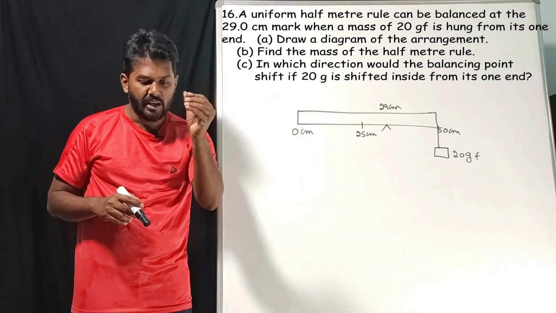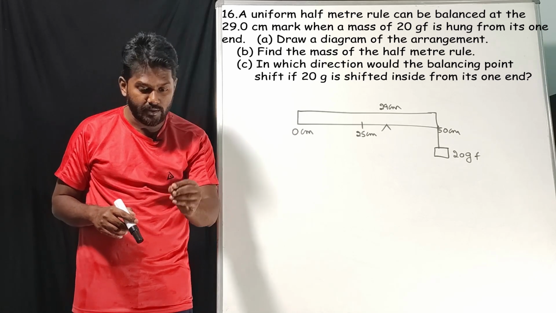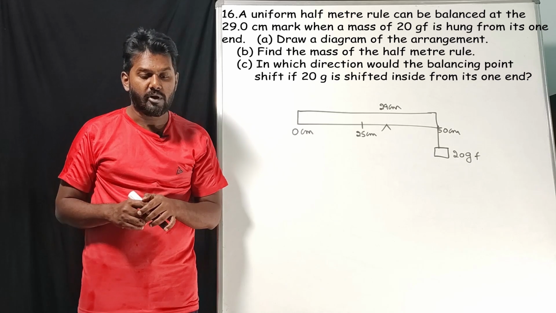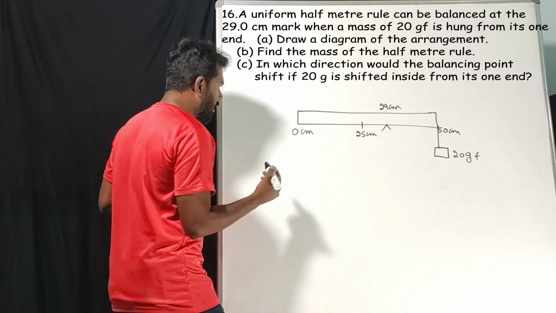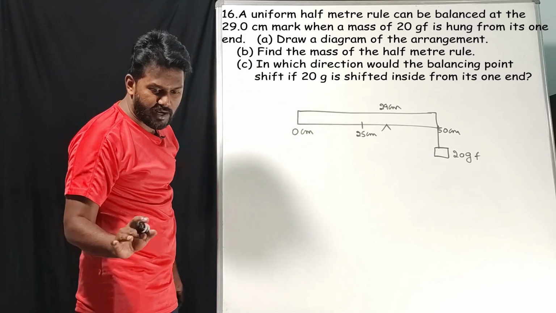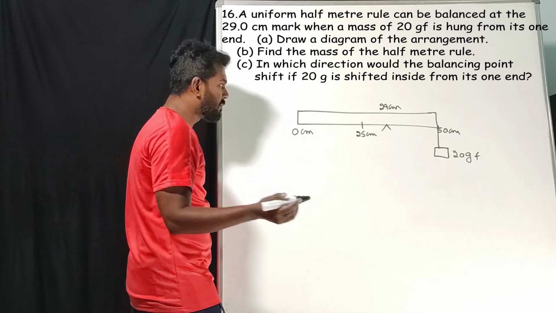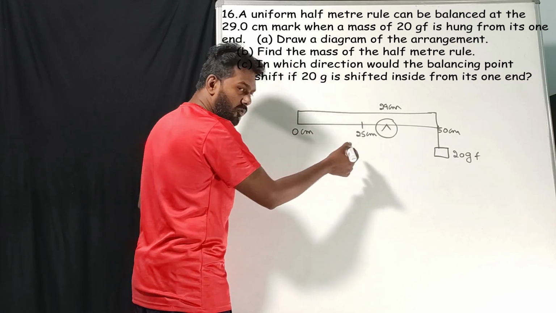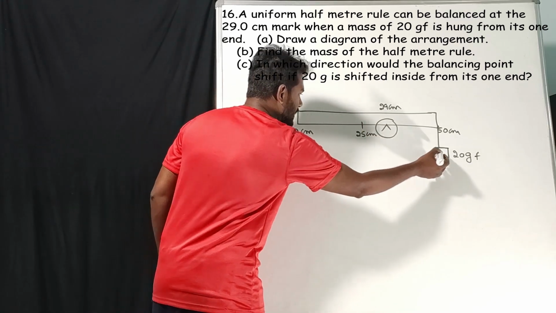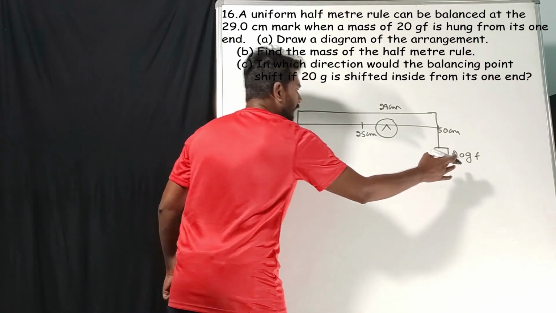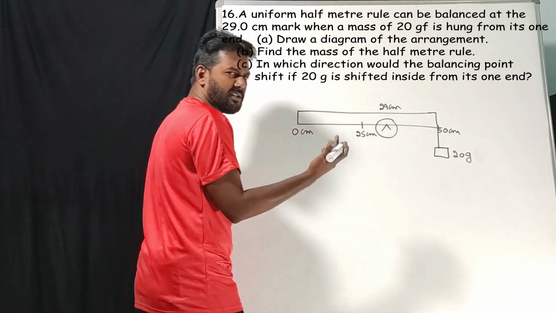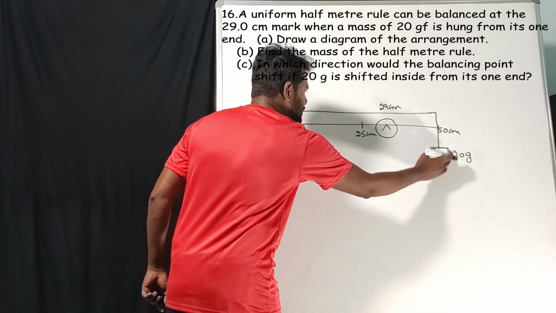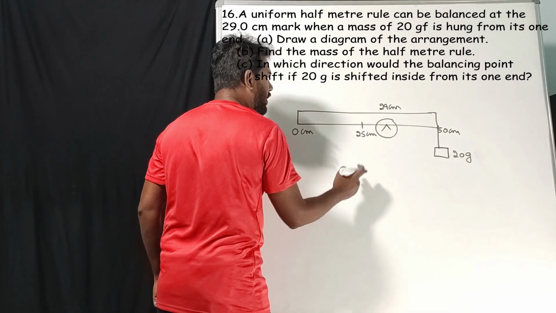There is one more question. In which direction would the balancing point shift if 20 gram is shifted inside from its one end? Listen, you need to understand the question. They are asking in which direction the balancing point will move. Balancing point will be this one. If these 20 gram force or 20 gram, 20 GF, anything, both are same, don't worry about it. 20 gram will move inside. If this moves inside, where will this point move?